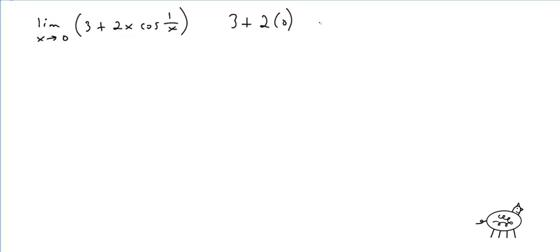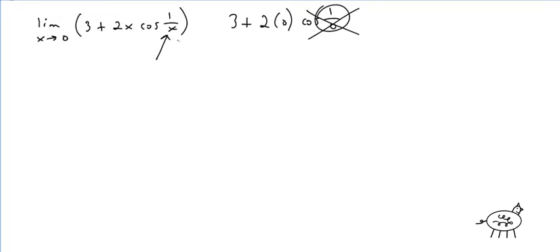So let's do a nice little friendly example here. Say the limit as x approaches 0 of 3 plus 2x times cosine of 1 over x, and I want to find that limit. Well, math fans, you can't do it directly, because with direct substitution you'd have 1 over 0, and you can't have that. That's bad.